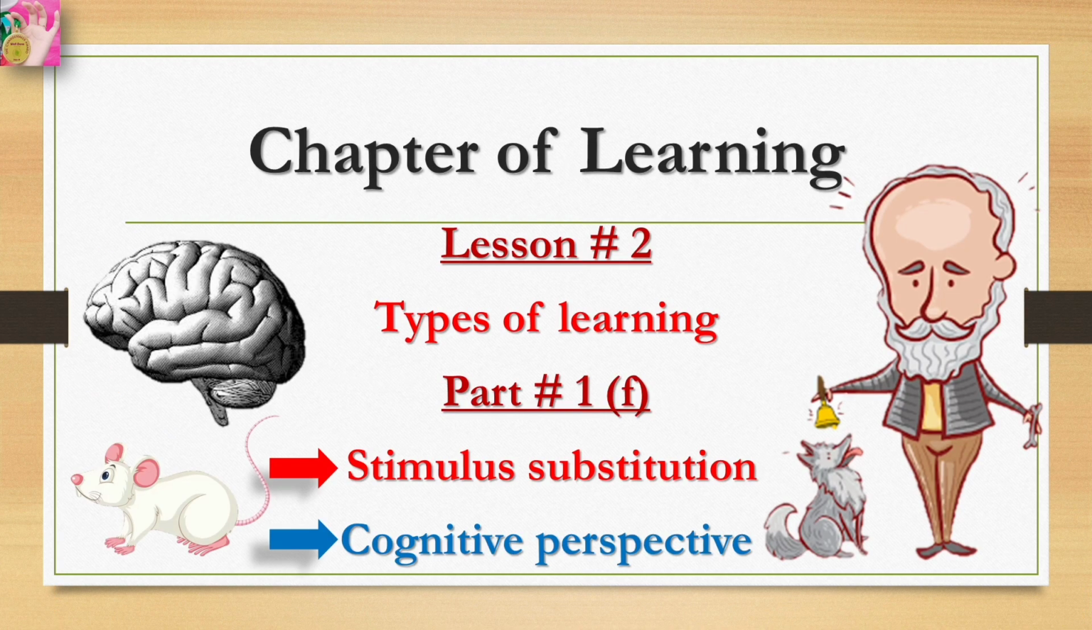So this is going to be lesson 2, types of learning, part 1F. In this video we will learn about stimulus substitution and cognitive perspective. What are those terms, and what link do they have with classical conditioning? We will learn all about this in this video.